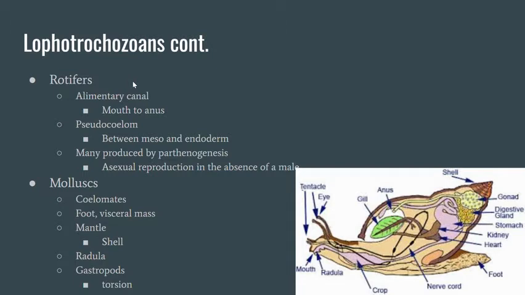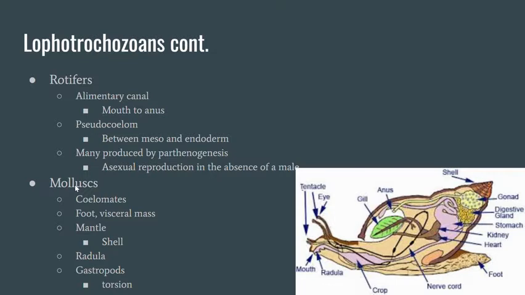Another common Lophotrochozoan I want to mention is rotifers. These have an alimentary canal, meaning a tube connecting the mouth and the anus. They have a pseudocoelom. This is a coelom that arises between the mesoderm and the endoderm. And what surprises scientists is many of them reproduce asexually by parthenogenesis, which is reproduction in the absence of a male. And because of that, you would expect them to accumulate some harmful fixed genes, but that is not the case.